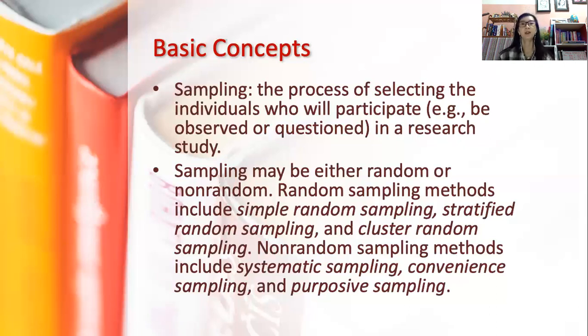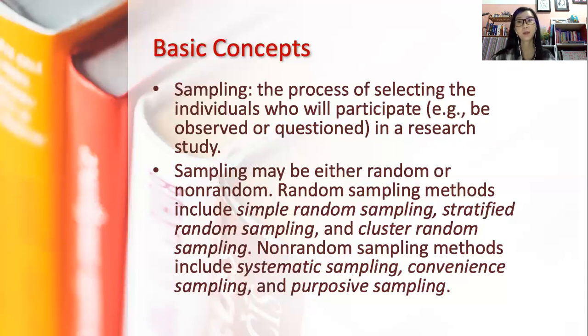Sementara itu, on the other hand, non-random sampling includes what we call systematic sampling, convenience sampling, dan purposive sampling. Purposive sampling yang terakhir ini banyak digunakan atau sebenarnya merupakan teknik sampling utama untuk qualitative research. Oke, so please make sure that you read about population and sampling in our main references as well.